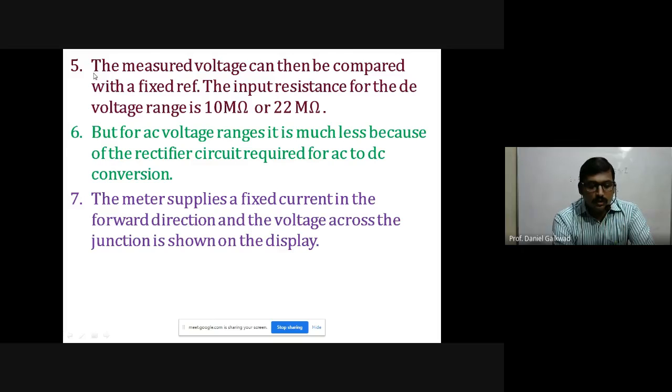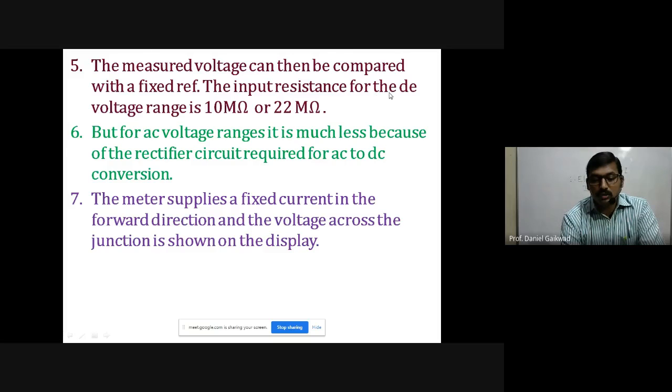Number 5th, the measured voltage can then be compared with the fixed reference. Measured voltage is compared with the fixed voltage. Suppose the fixed voltage is 1 volt and the measured voltage is 10 times the fixed voltage, then that must be 10 volt. So accordingly, there is a measurement process.